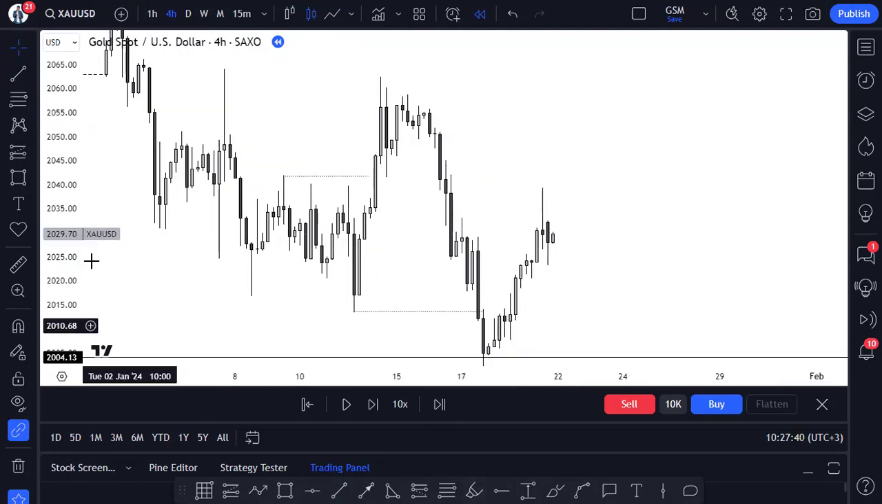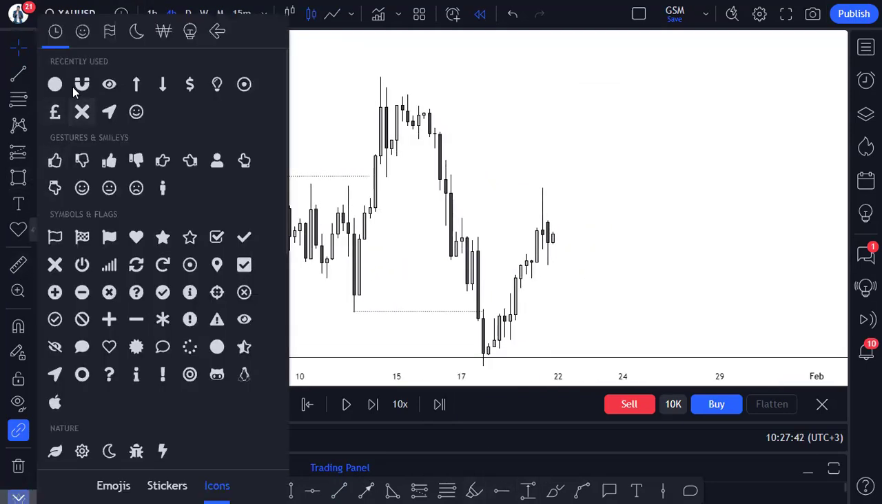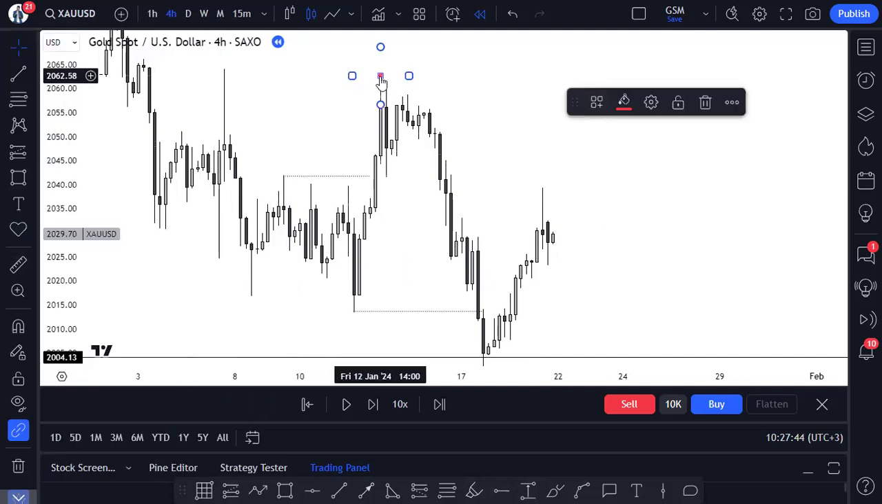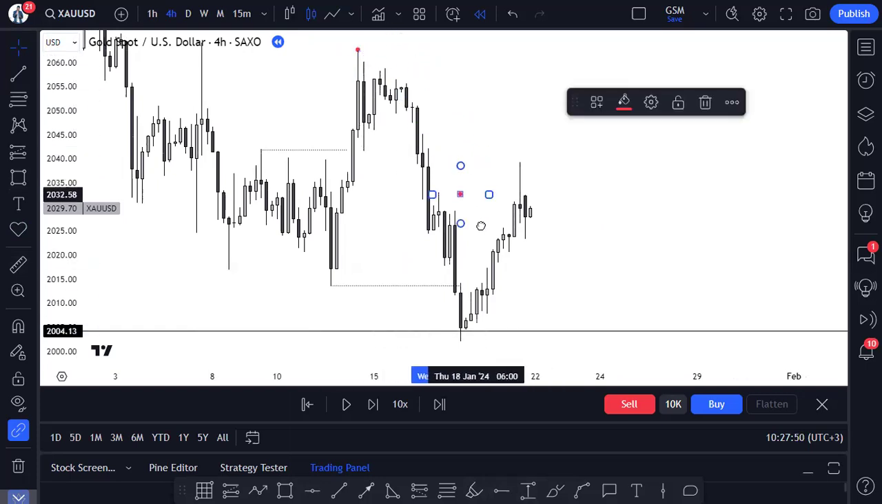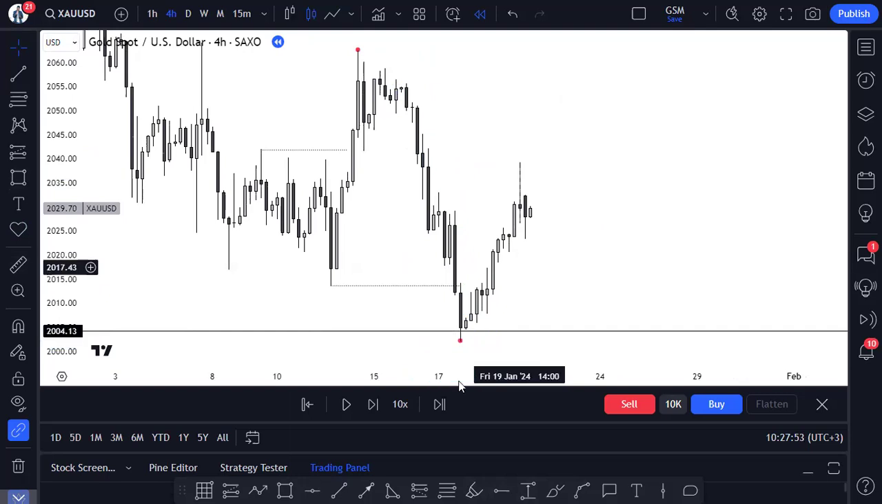Okay, and structure was broken. How do we know this is okay? We can count this as the strong high. Remember, if the market is bearish, we mark out the strong highs and the weak lows. So how do we know the strong high has created the weak low? We have to break the swing high in here. The swing high was broken.